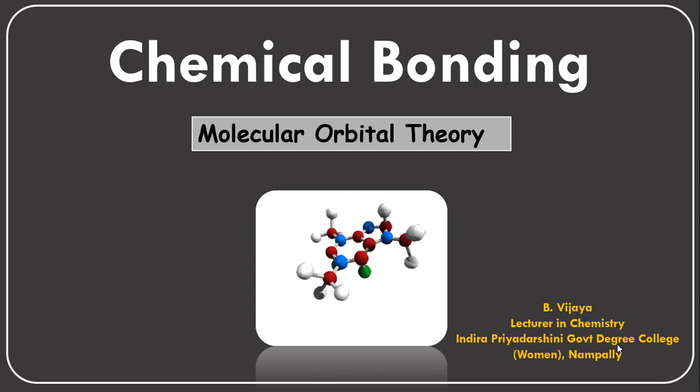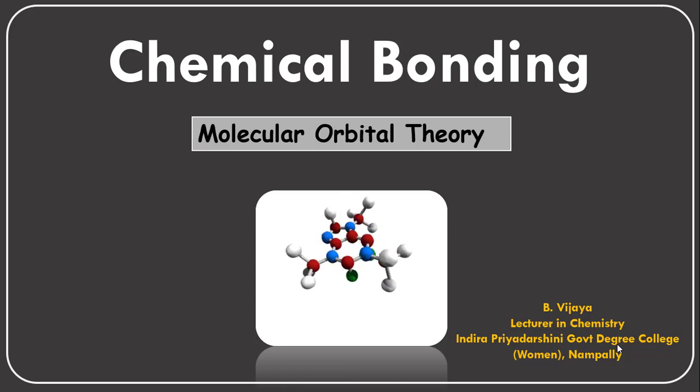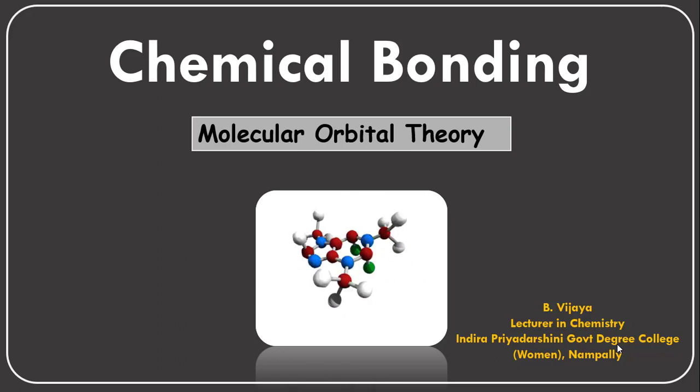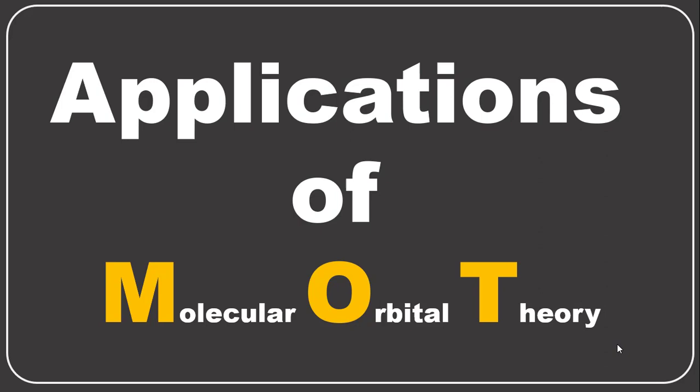We are discussing the molecular orbital theory in the chapter chemical bonding. In this theory, we are discussing the applications. Applications of molecular orbital theory are of two types. One is the homonuclear diatomic molecules, another one is the heteronuclear diatomic molecules.